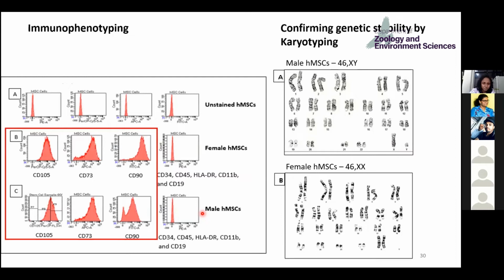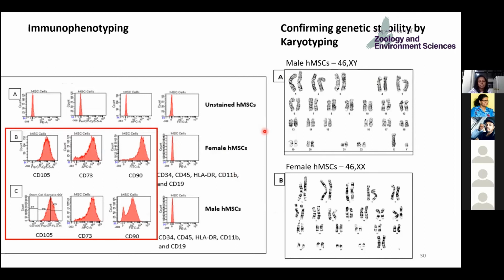So here you can see that the minimum required number of markers is 3. So CD105, CD73, and CD90 are mesenchymal stem cell markers. They were present on these cells, and there is also a marker panel with hematopoietic stem cell markers. So you can see the negative result for these hematopoietic markers on the histogram.